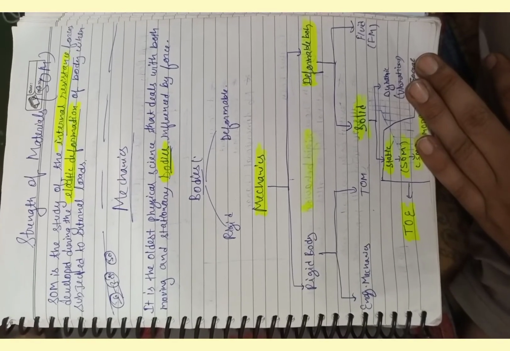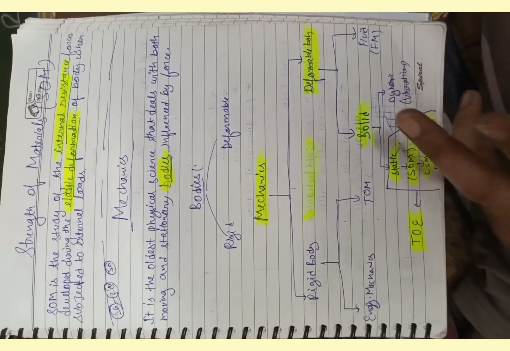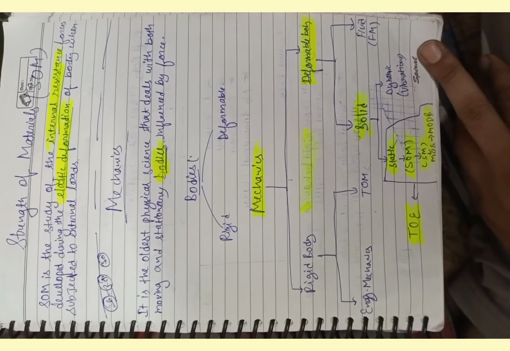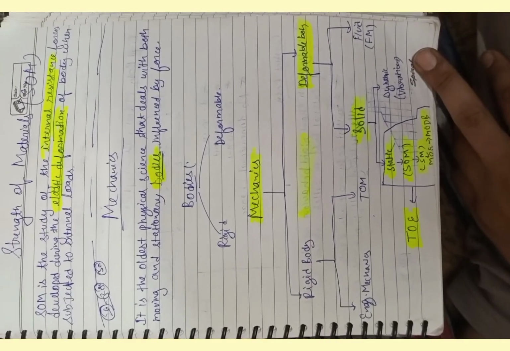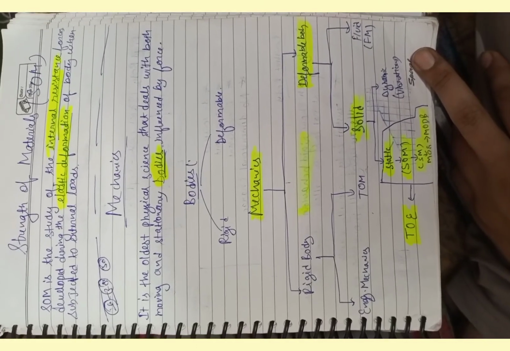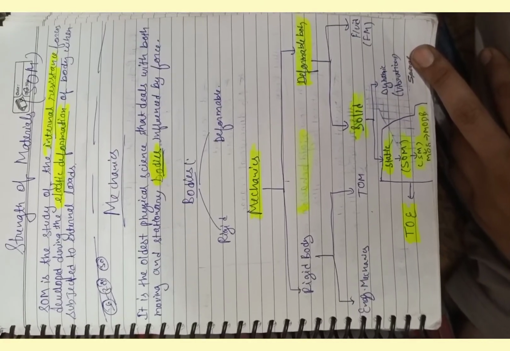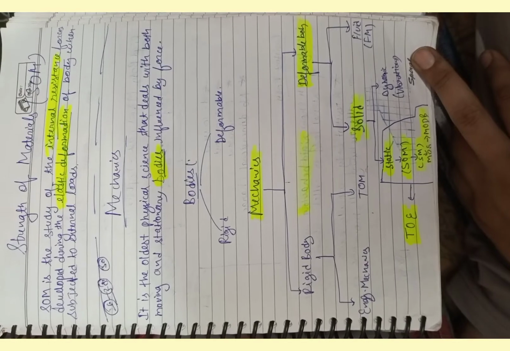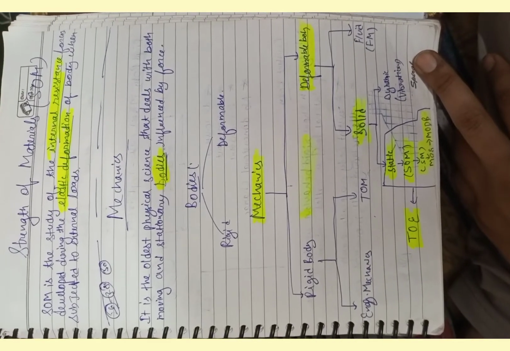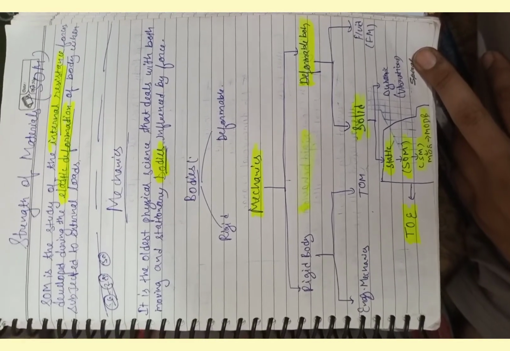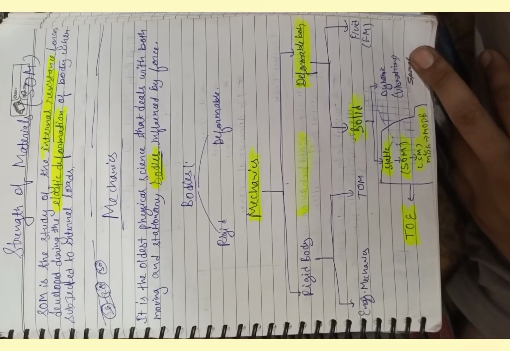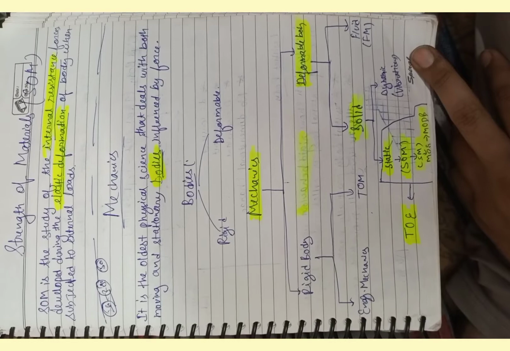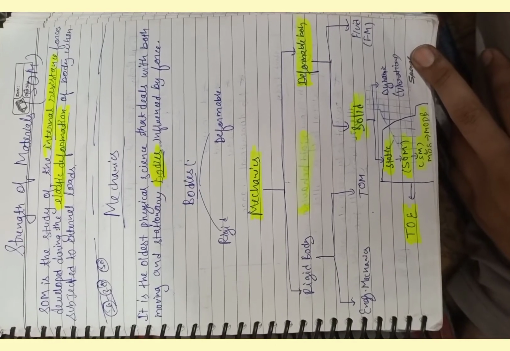Before strength of materials, we need basic knowledge of mechanics. What is mechanics? Mechanics is the oldest physical science that deals with both moving and stationary bodies influenced by forces. Again, there are two types of bodies: first one is rigid, and second one is deformable.